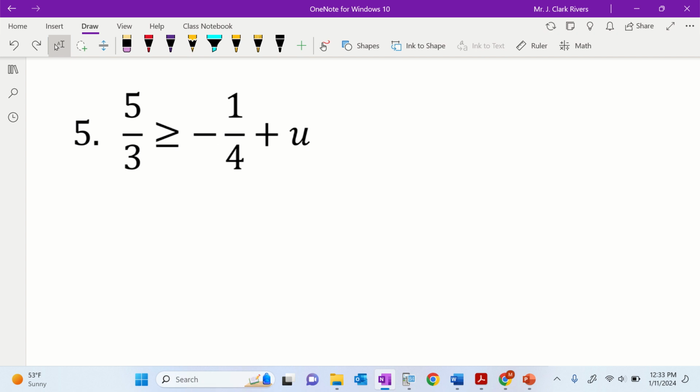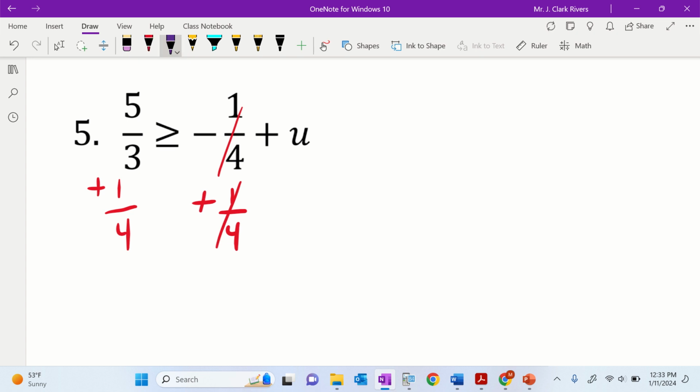So on the same side of the inequality as u is negative 1/4. We want this to become 0, so the inverse of negative 1/4 is positive 1/4. So we're going to add 1/4 to the right. And whatever we do to one side, we got to do to both. So we're going to add 1/4 to the left as well. Negative 1/4 plus 1/4 is 0. It's gone. So now we're looking at 5/3 and 1/4.